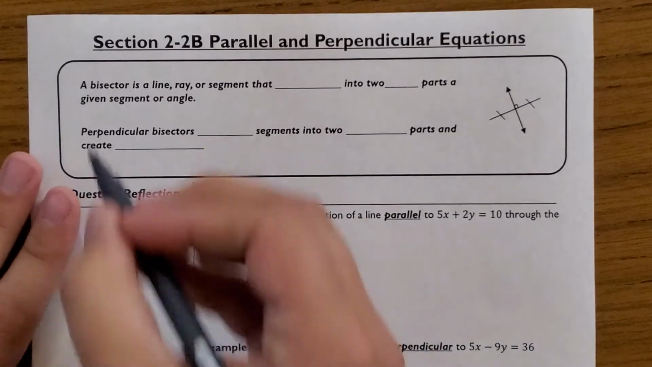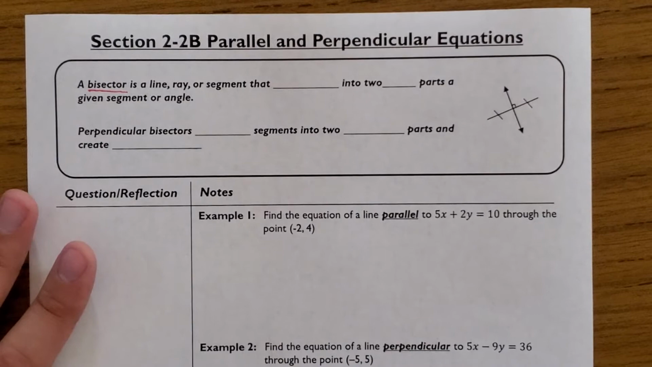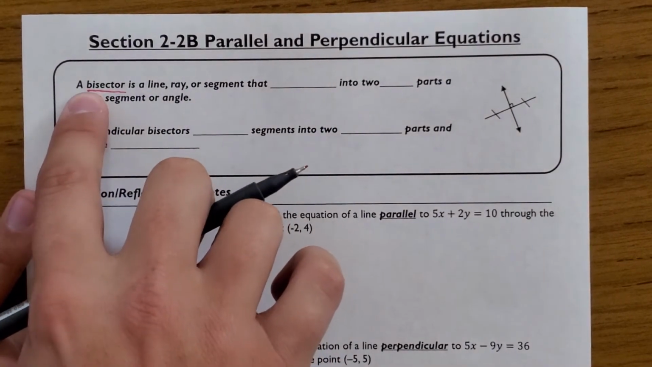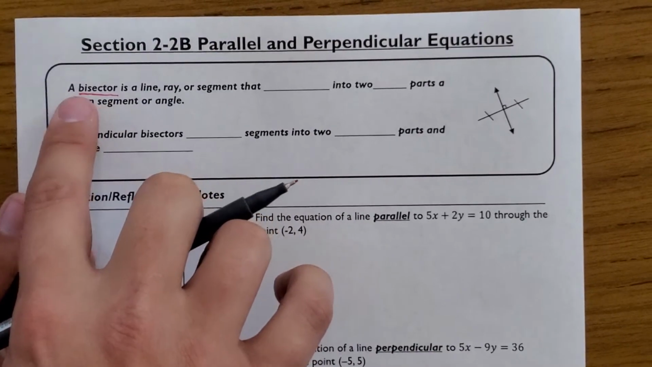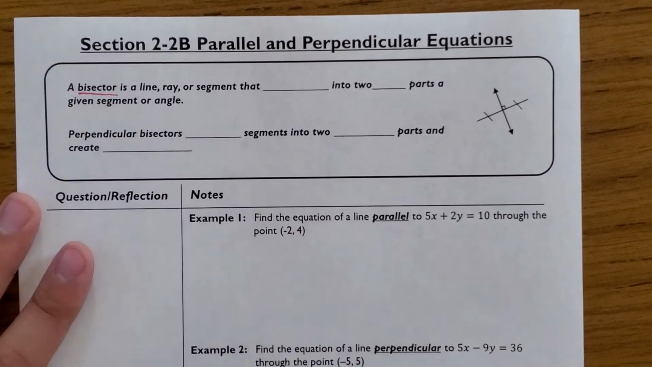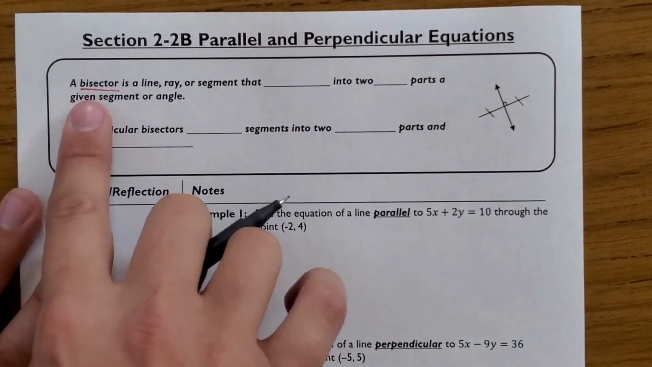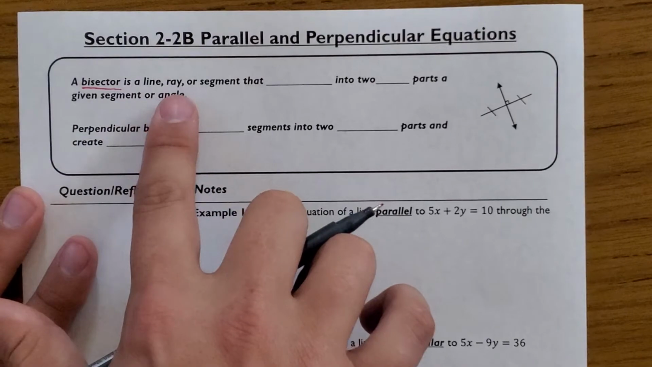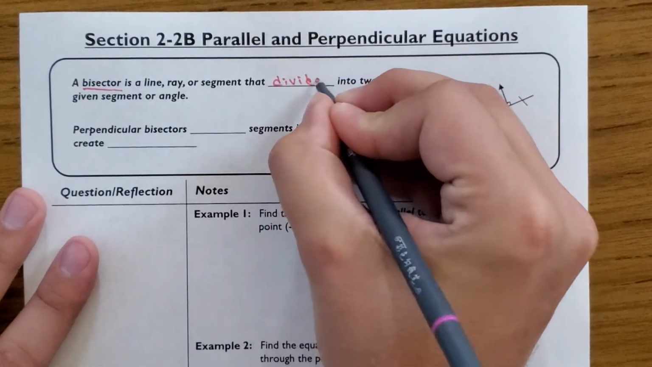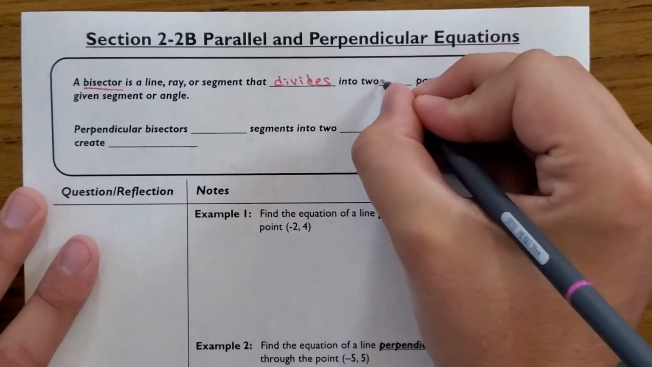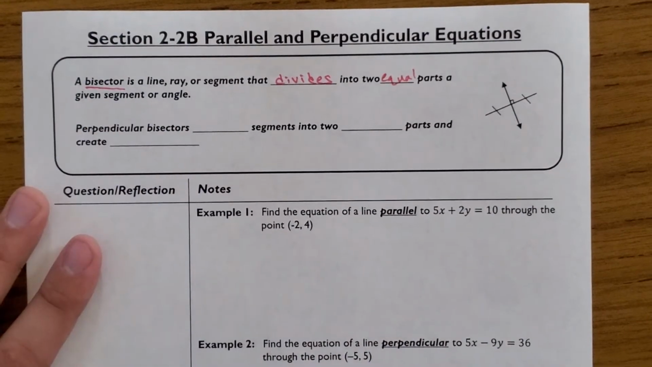So if you have not defined this word yet, a bisector, it's popped up a couple times in our notes so far, but a bisector means, well, let's break this down. Bi means two, like bicycle. Bi is two. Sector is to separate something. So bisector means to separate it into two parts. So a bisector is a line, a ray, or a segment that divides into two equal, that's the key there, it's making two equal parts, a given segment or angle.